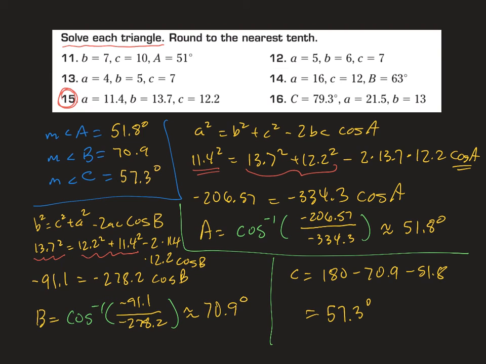57.3 degrees. Okay, so to solve this triangle, we had 11.4, 13.7, and 12.2 for the sides. And using the law of cosines and a little bit of subtraction, we figured out that the angles are 51.8, 70.9, and 57.3 degrees. So that'll do it for number 15.